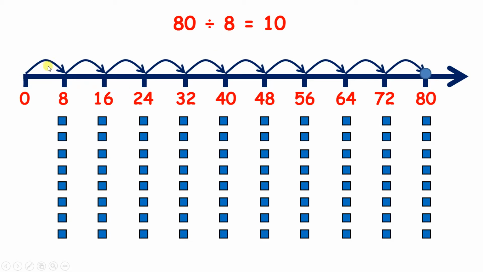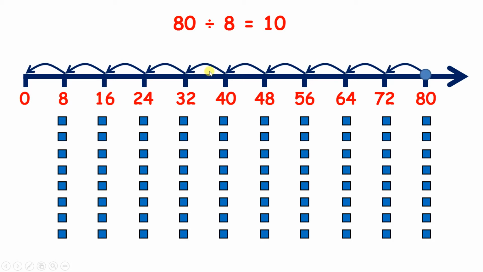So we've been looking at division as counting forwards, but that isn't really what division is. Really, multiplication is repeated addition, but division is repeated subtraction. So 80 divided by 8 is 10, because if we start on 80 and take away 8 each time, we need 10 jumps to get to 0.